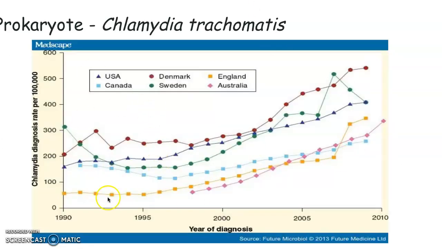So this is a little diagram of chlamydia trachomatis diagnosis rate per 100,000 people. In 1990, England was at the very bottom, and Sweden here was at the very top. And then now in 2010, England went up to third place, along with Sweden, which is also in second place, and in first place is Denmark.